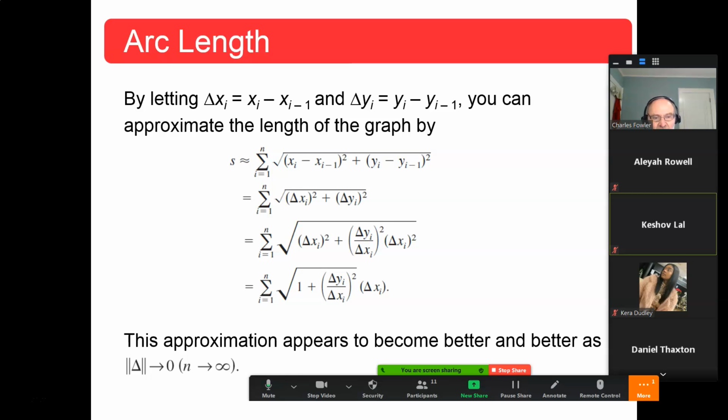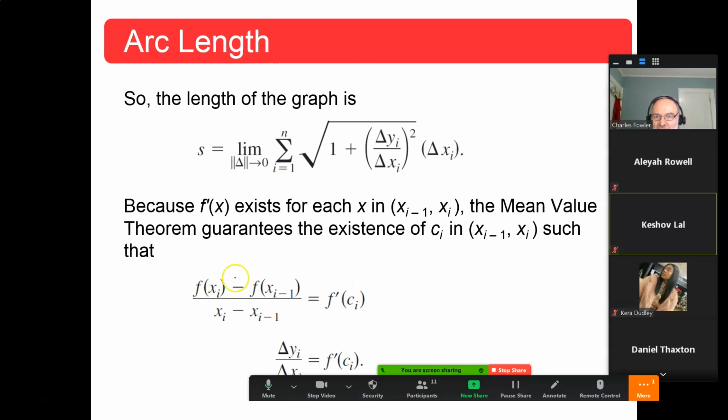That gives you your arc length. So the arc length would be the limit as that norm approaches 0, n going to infinity, of this summation, the square root of 1 plus (dy/dx) squared times delta x. Now, remember that dy/dx had to exist everywhere for every x in that interval, because the curve had to be smooth. That's that requirement.